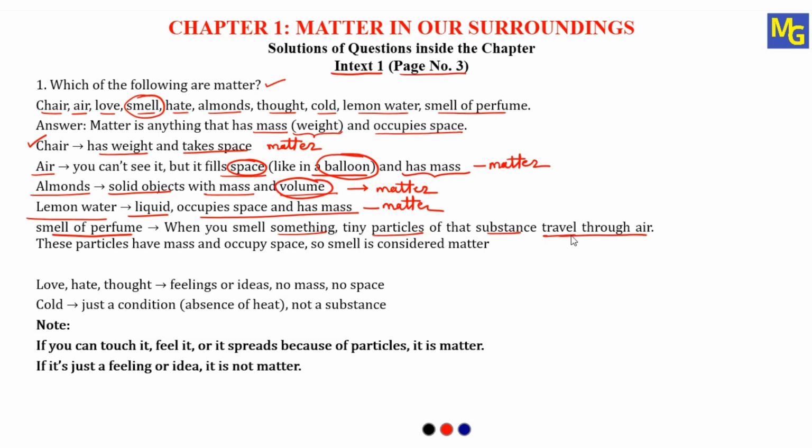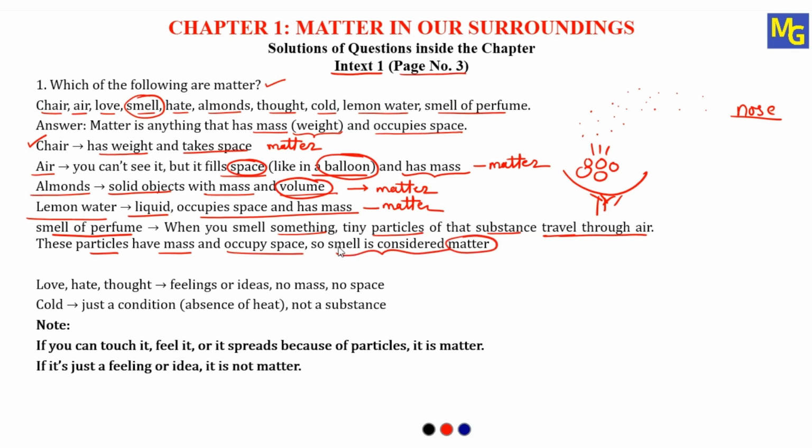If you think of the smell of food, when you cook food, imagine this is food in a bowl and you are cooking it. When you heat it, it converts into tiny particles. Those tiny particles of that food will travel in the air, and when these particles reach the nose, then we can feel that smell. Therefore there are particles in the air, and particles means what? Matter. So when you smell something, tiny particles of that substance travel through air. These particles have mass and occupy space, therefore smell is also considered as matter.